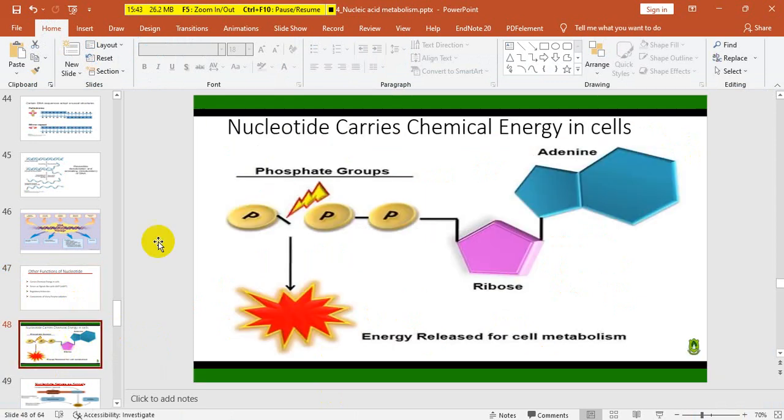Next, I was teaching you that when we break one of these phosphates, it releases a big amount of energy. So energy is released for cell metabolism, and we end up getting adenosine diphosphate.